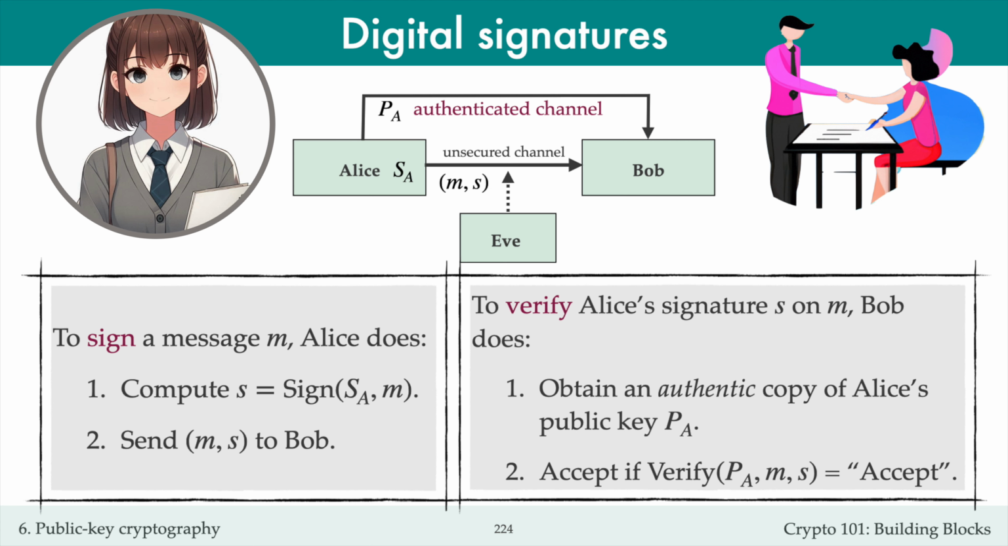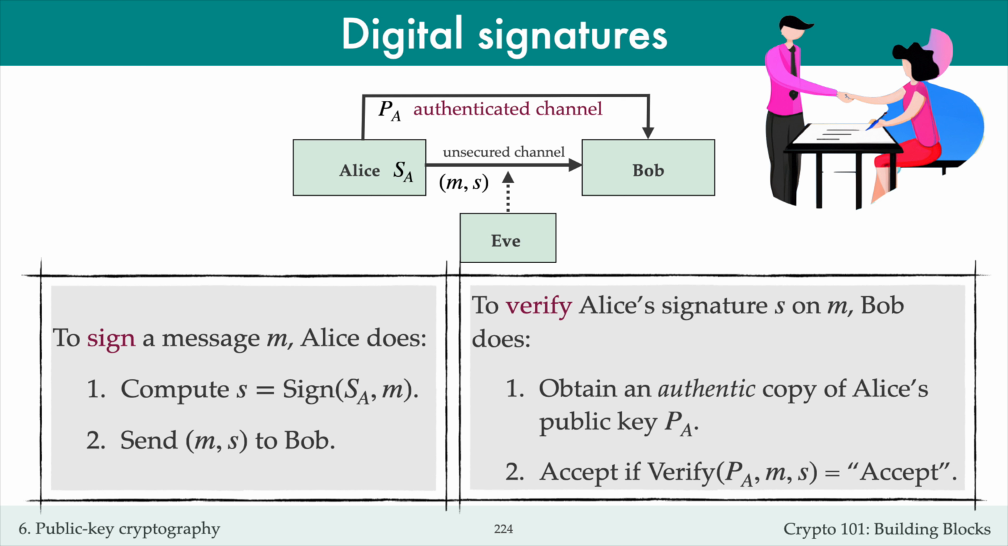A signature scheme must satisfy the following correctness condition. For all key pairs PA and SA, and for all messages M, if S is the signature on M using the private key SA, then the signature verification algorithm, with inputs the public key PA, the message M, and the signature S, will accept.